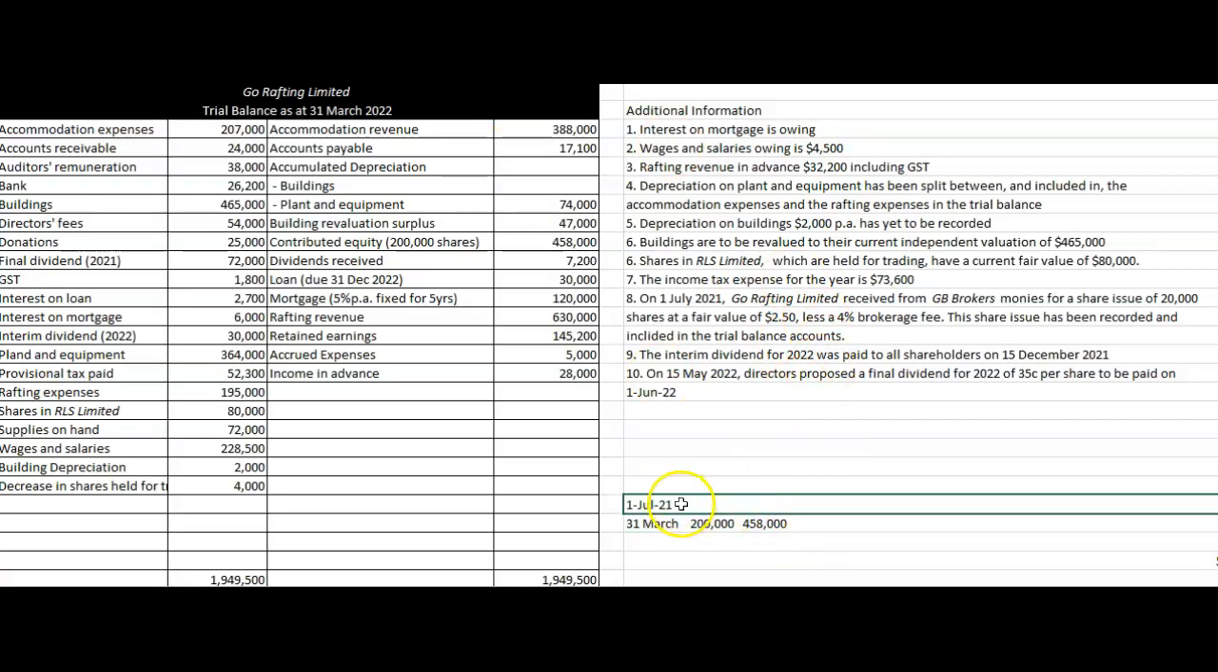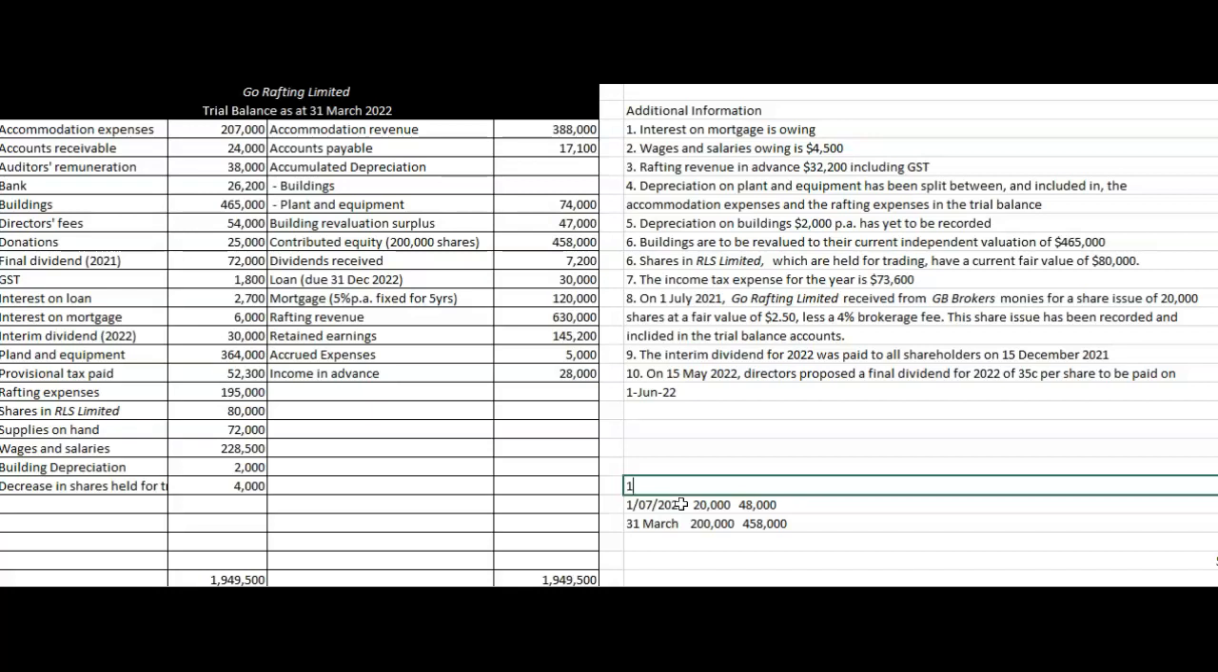It tells us that we sold 20,000 shares. And the valuation for that is going to be 20,000 times $2.50 less the 4% brokerage fee. So get your calculator out, type in 20,000 times 2.5 times 96%, because that's what we get. And you find that figure's 48,000.